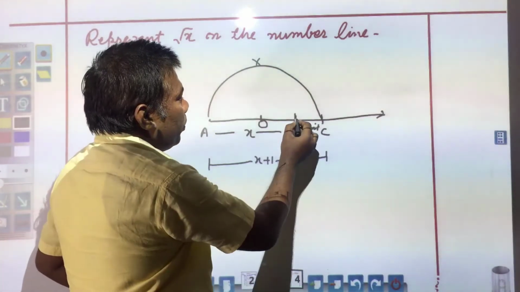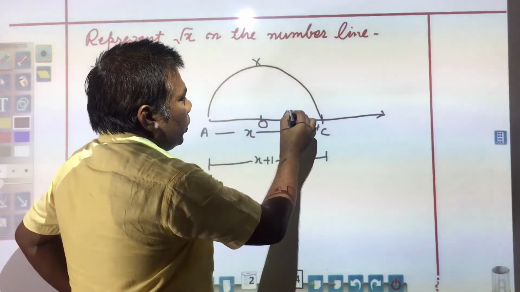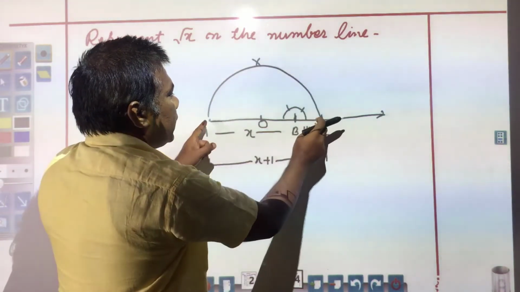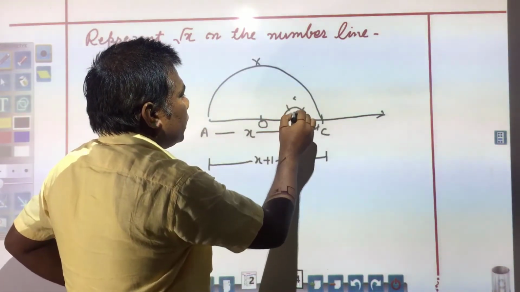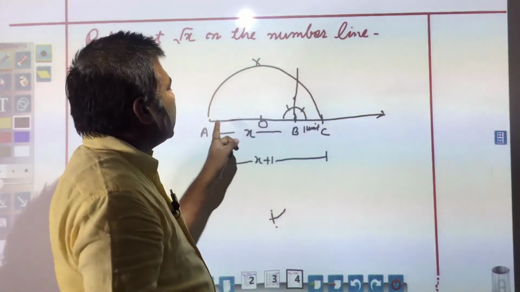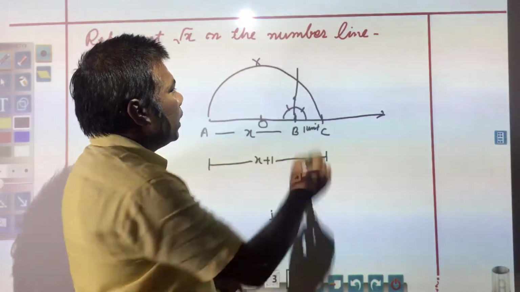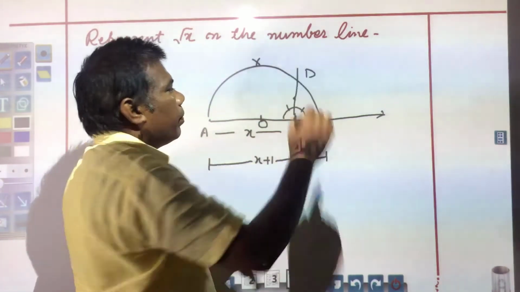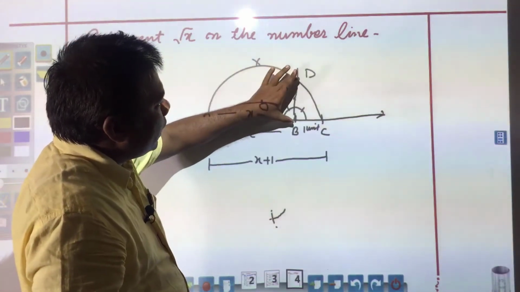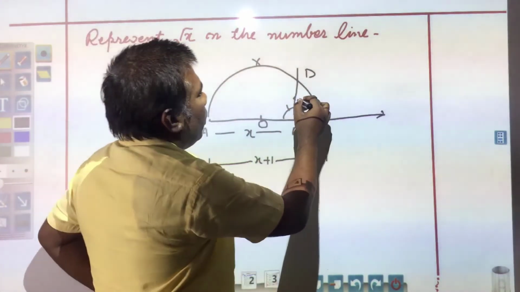Now, at point B you need to draw a perpendicular line on AC. Suppose this is your perpendicular line. This perpendicular line intersects the semicircle at point D. So, this point that you have got is D, and the length of BD will be your root x.